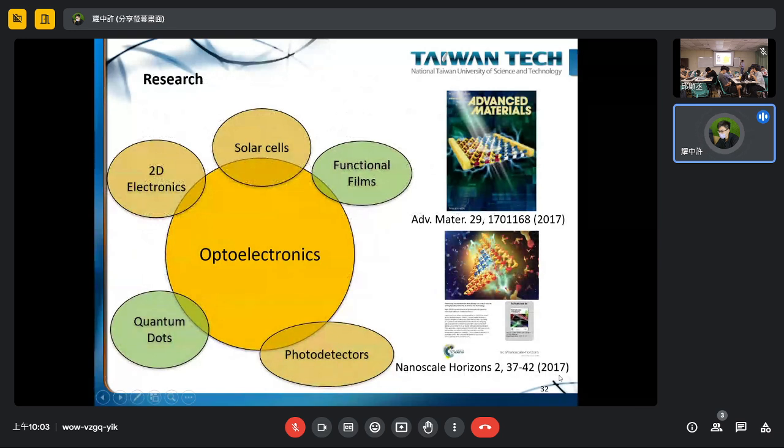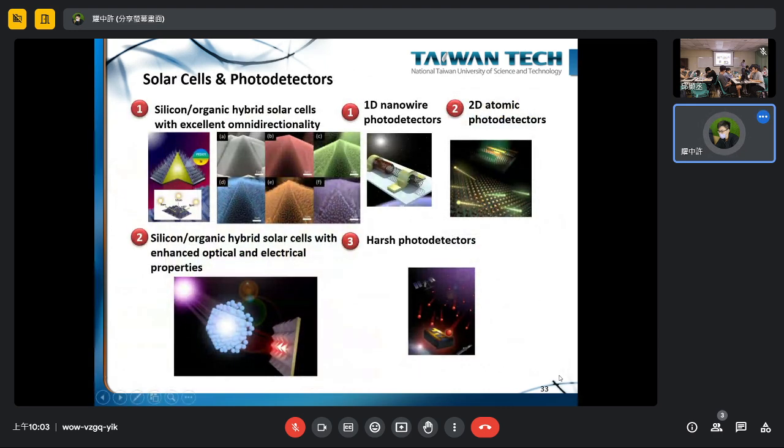I currently focus on quantum dots and functional films for optoelectronics applications. And these are some of the past research. For example, I tried to make some nanowires on top of micropyramids. Why do I need to do that? Because for this project, I work on enhancing the omnidirectionality of solar cells.